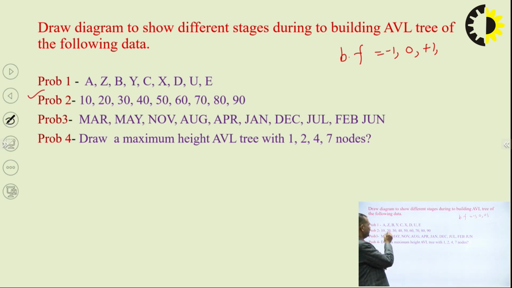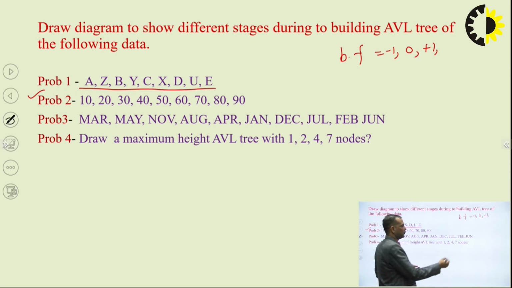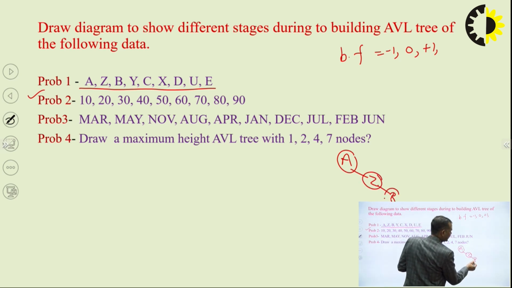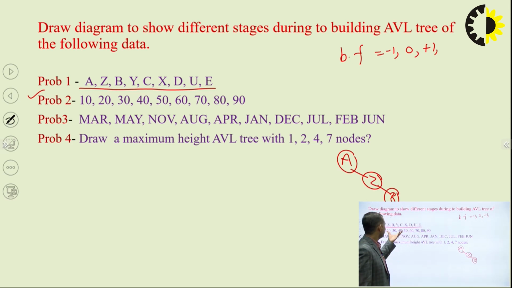Similarly, we draw the problem alphabetically, meaning A. Then next is Z. What is Z? Smaller goes to the left side, larger goes to the right side. Then B, again, what is B? Okay, so similarly when we insert these values, we insert the values like these.